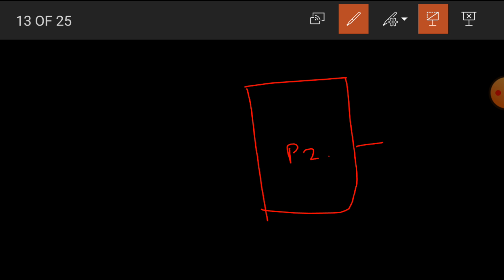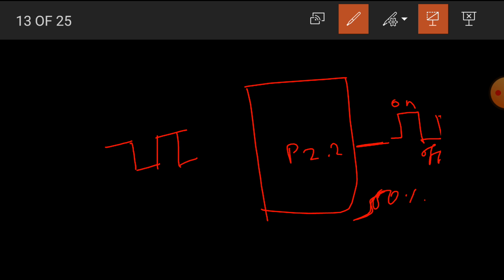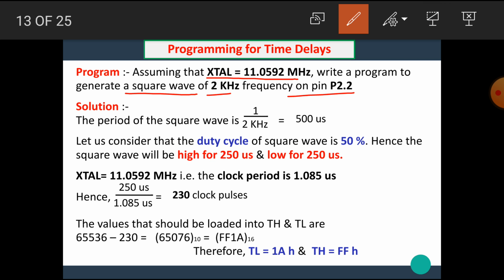Suppose this is the P2.2 pin and on this pin we have to generate this square wave. This square wave has on time and off time, and here we consider the 50% duty cycle. That means on time is equal to the off time. This is known as the 50% duty cycle. I hope you all remember this concept.